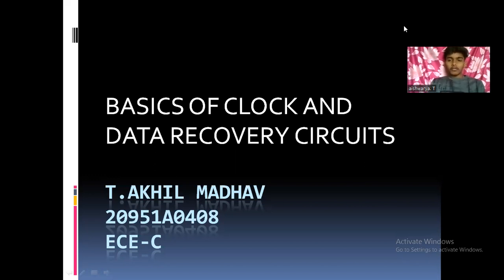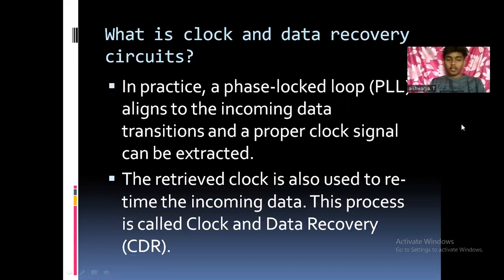Today's tech talk topic is the basics of clock and data recovery circuits. What are the basics of clock and data recovery circuits? Let us look at that. What are clock and data recovery circuits?